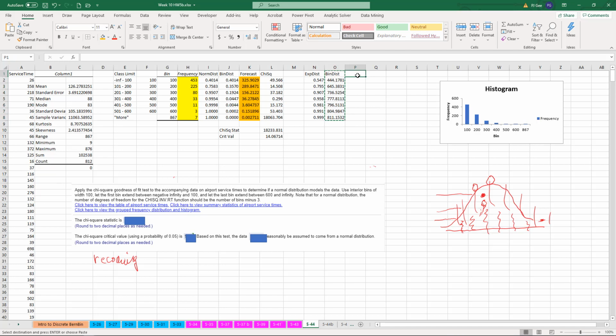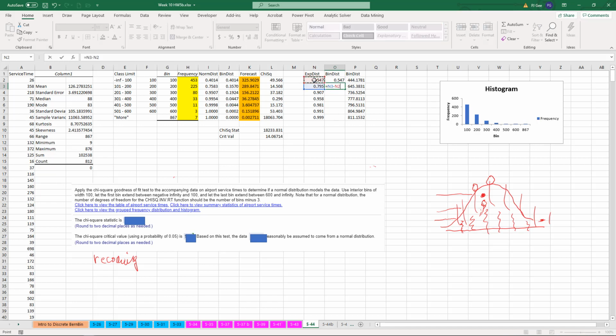Misinterpreted my own heading here. Okay, so what we needed to do was the real bin distribution was per... I forgot to do the subtraction here. Okay, so this is going to be equal to this. All right, and how many occur between 100 and 200 by forecast is just going to be equal to that minus that. There we go.